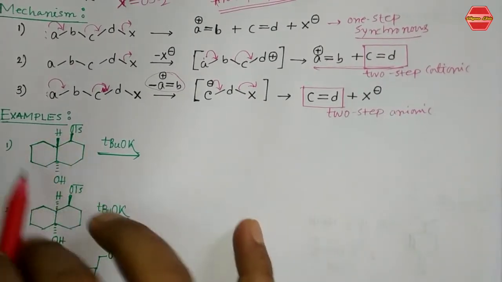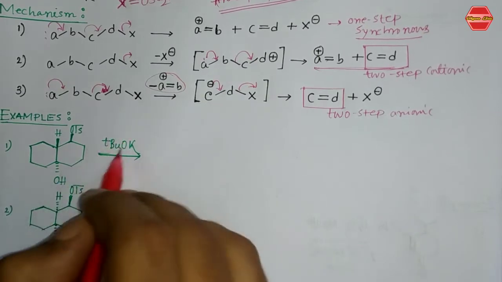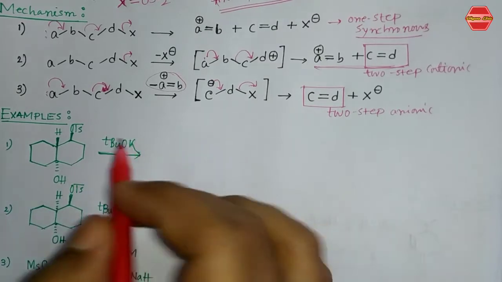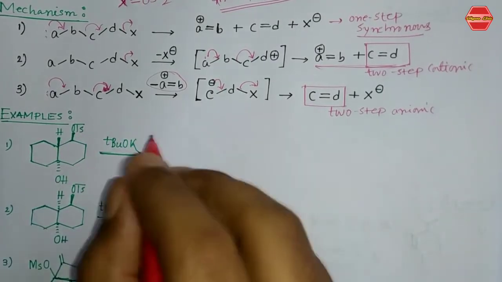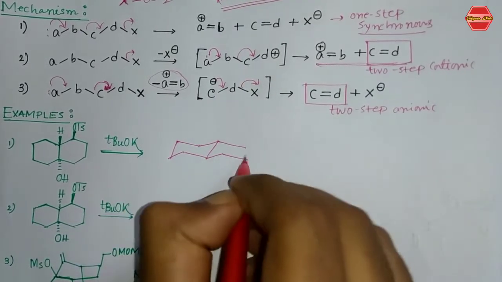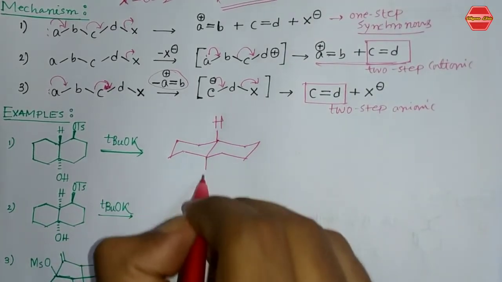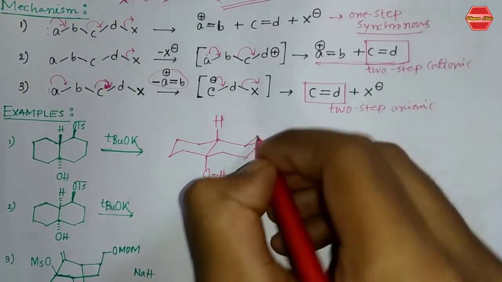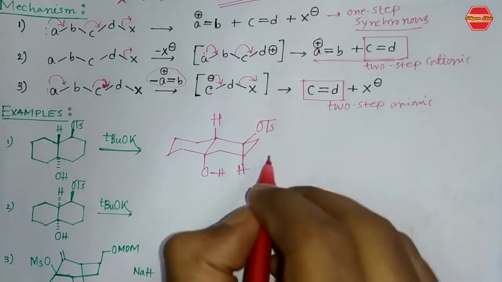So for the first example, we have this trans-decalin type system. We are using this base, that is potassium tertiary butoxide, and we have this kind of trans-decalin system, with OTs as the leaving group. So we can write this system in this way. So this is your trans-decalin. You have the hydrogen over here. We have the OH over here, and the tosylate group is present over here. So this is your OTs group, right? And here we have the hydrogen.